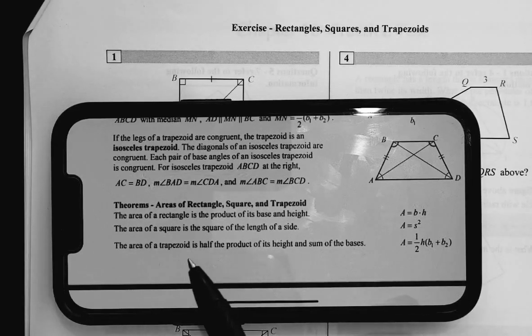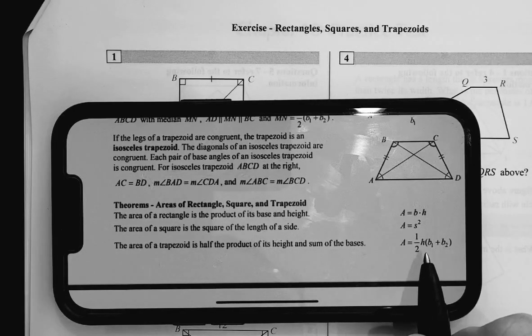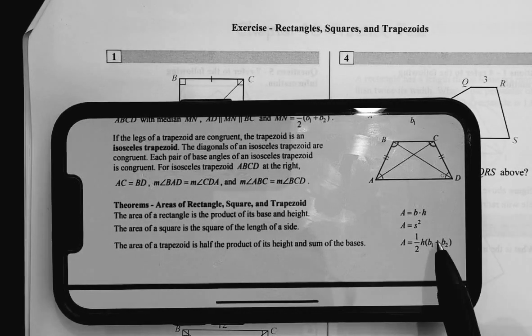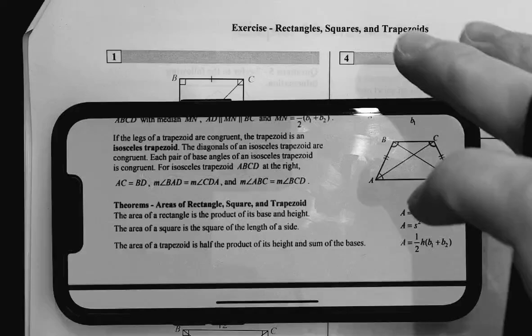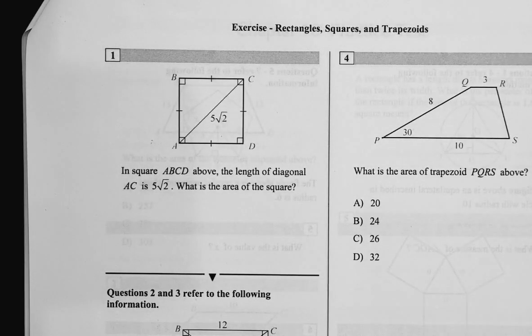Same formula. For a trapezoid, what stuck in my head when I was taught this by my geometry teacher, the area of a trapezoid is the average of the bases times the height. So half times height times base 1 plus base 2. It's hard to remember. Instead, that's how my geometry teacher ingrained it in my head. Average of the bases, so b1 plus b2 over 2. That's the average of the bases times the height. That's easier to remember. Okay. Now let's go through the problems now.